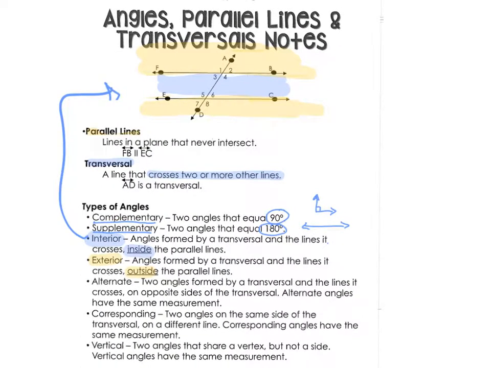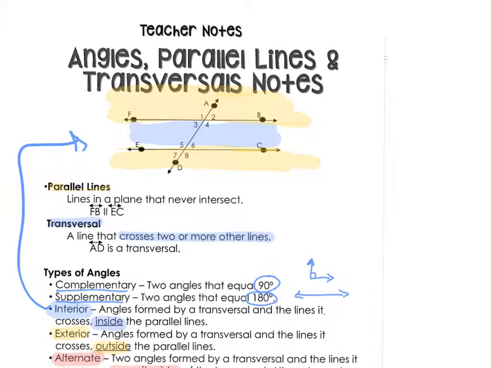Alternate, two angles formed by a transversal and the lines it crosses on opposite sides of the transversal. Alternate angles have the same measurement. So for example, 2 and 3, they're opposite each other, but they're going to be the same angles. 2 and 7, those are alternate. They're opposite each other. 1 and 8, same thing.